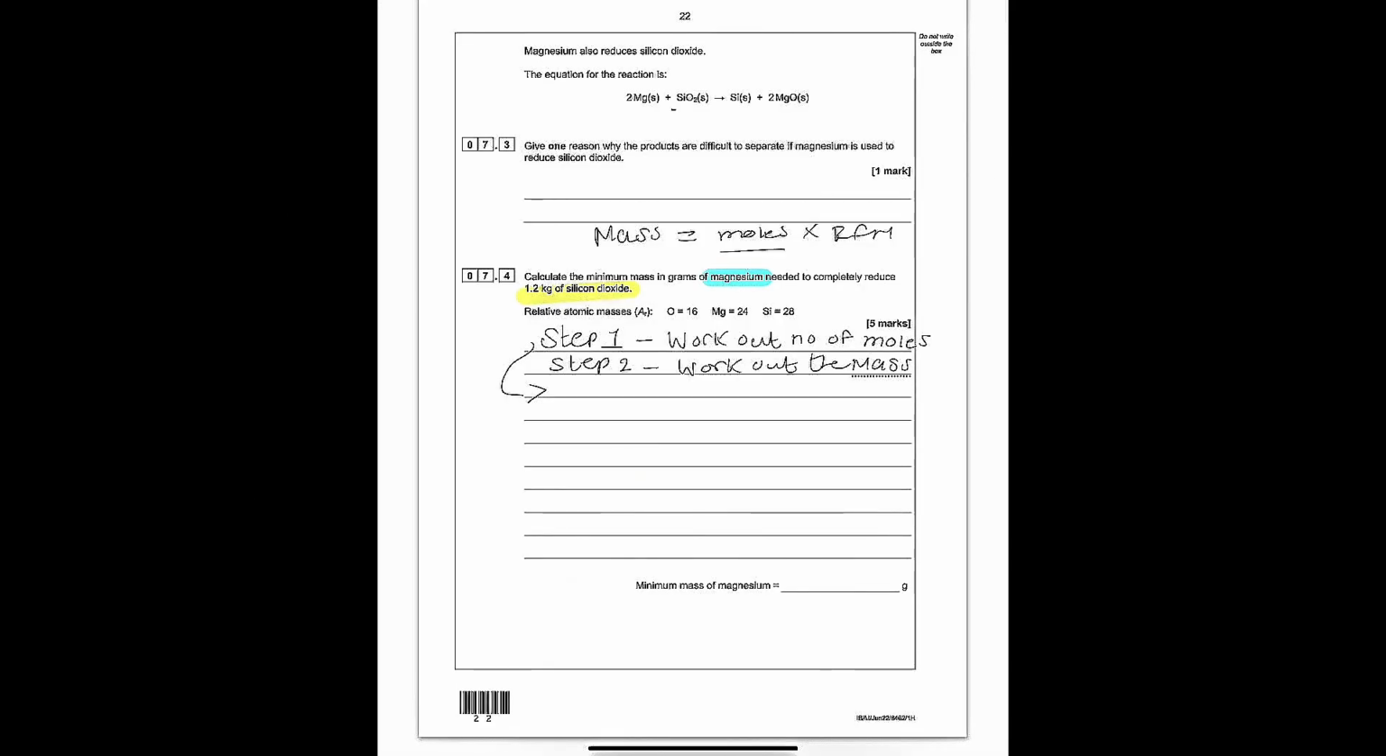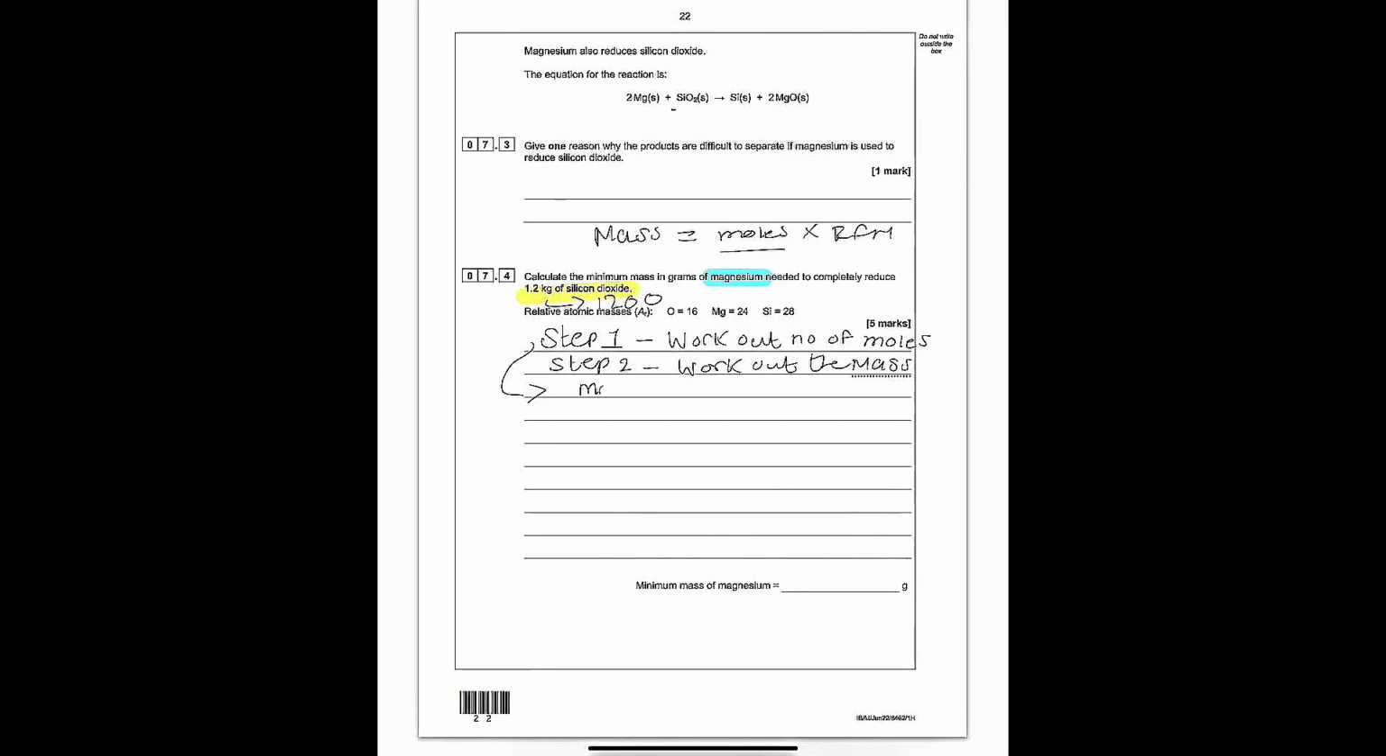Now we can see that we've been given the mass for silicon dioxide and it's in kilograms, but you can see we want the answer in grams. So we convert from kilograms to grams by multiplying it by 1,000 and we're going to get 1,200. Make sure you know how to convert your units. So let's work out the number of moles.